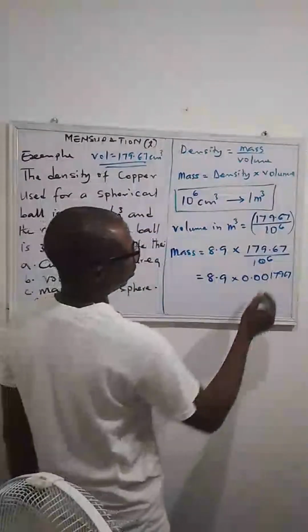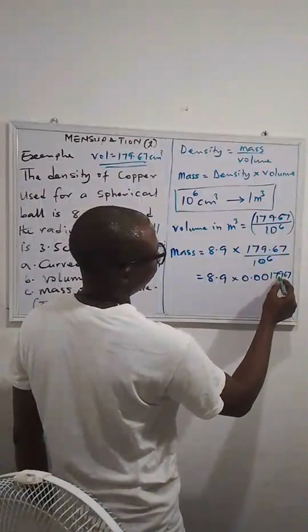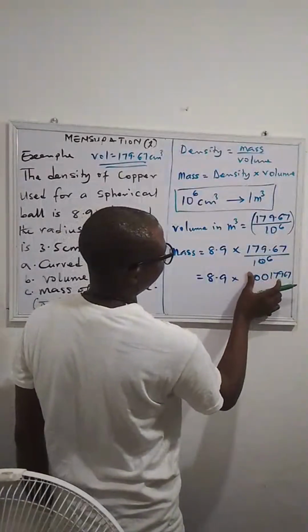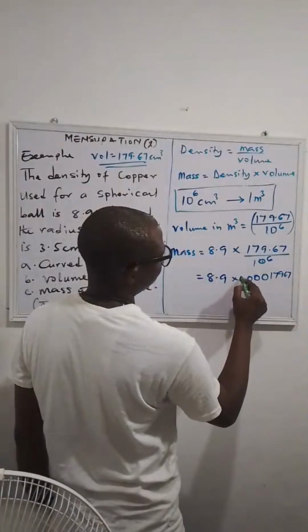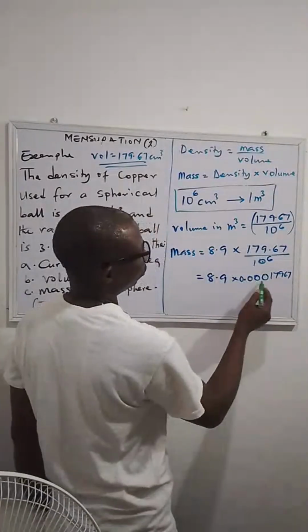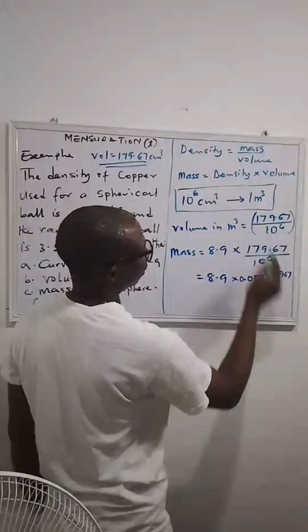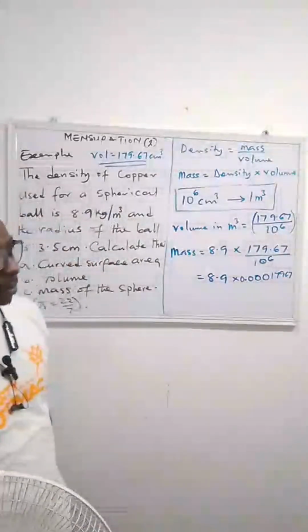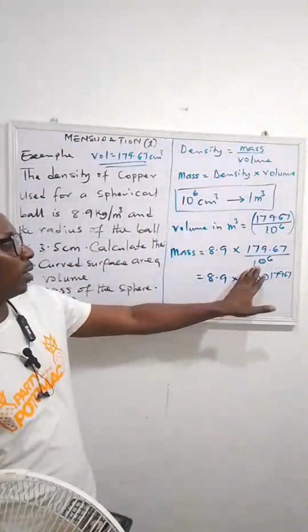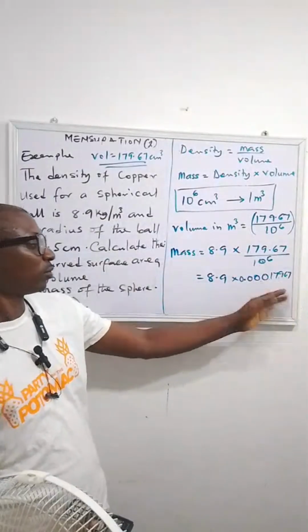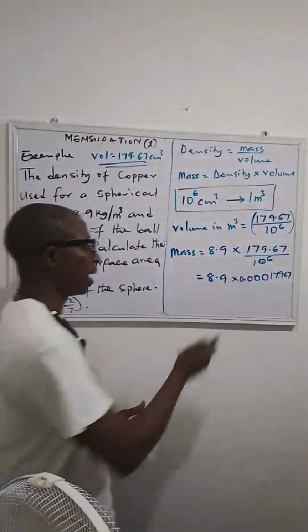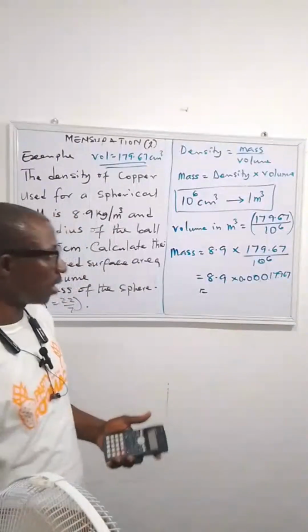Okay, so 1, 2, 3, 4, 5. Okay, I think we need one more 0. All right, 1, 2, 3, 4, 5, 6. So when you divide by 1 million, this is what you are going to have. Just use this to multiply this, and let's see what you are going to have.